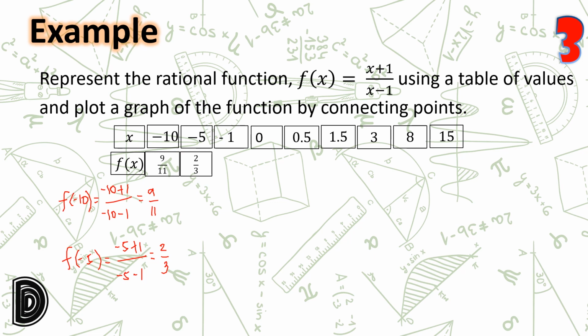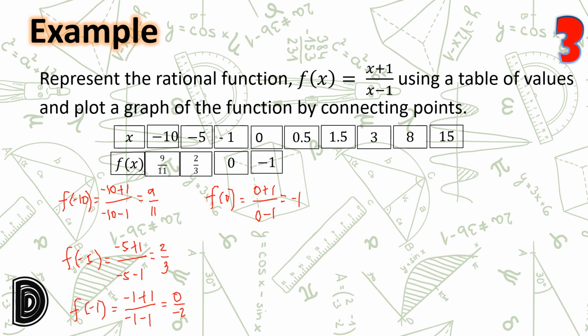If x is equal to negative 1, we will have f of negative 1, negative 1 plus 1, and in the denominator, negative 1 minus 1. So this is equal to 0 over negative 2. Hence, if x is equal to negative 1, f of x is 0. And for x is equal to 0, we'll have f of 0. That will be 0 plus 1 over 0 minus 1. And we have 1 over negative 1, that will be negative 1. Now, if x is equal to 0.5, f of x, or f of 0.5, will have 0.5 plus 1 over 0.5 minus 1. This is 1.5 over negative 0.5.